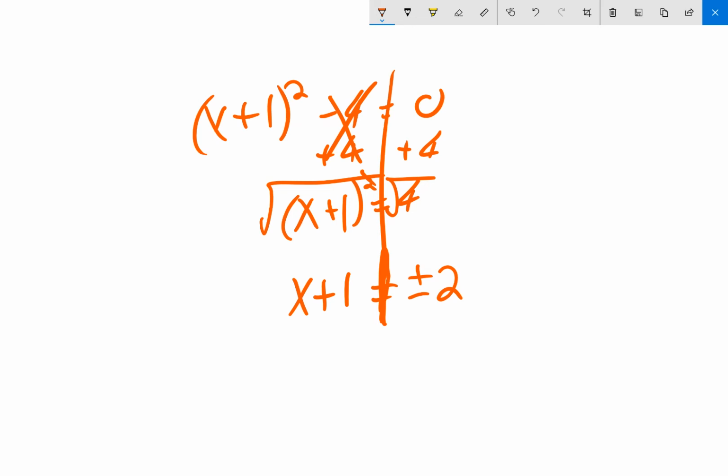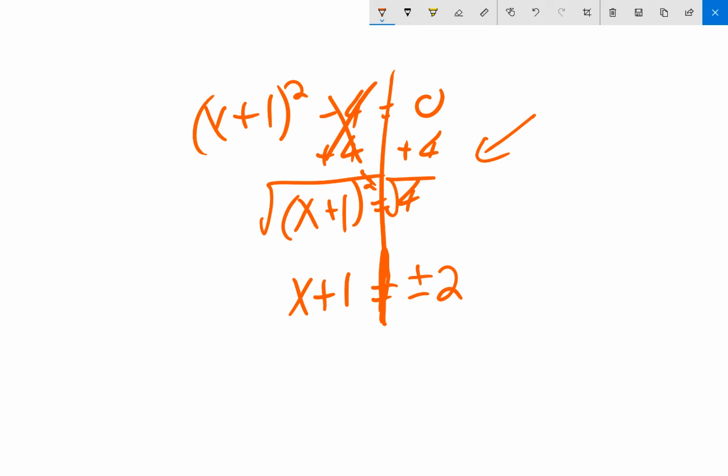So listen to me carefully. It's one of those rules we talked about a long, long time ago. When dealing with equations, whenever you square root something in your equation, you have to make sure you convert it into a plus and minus.